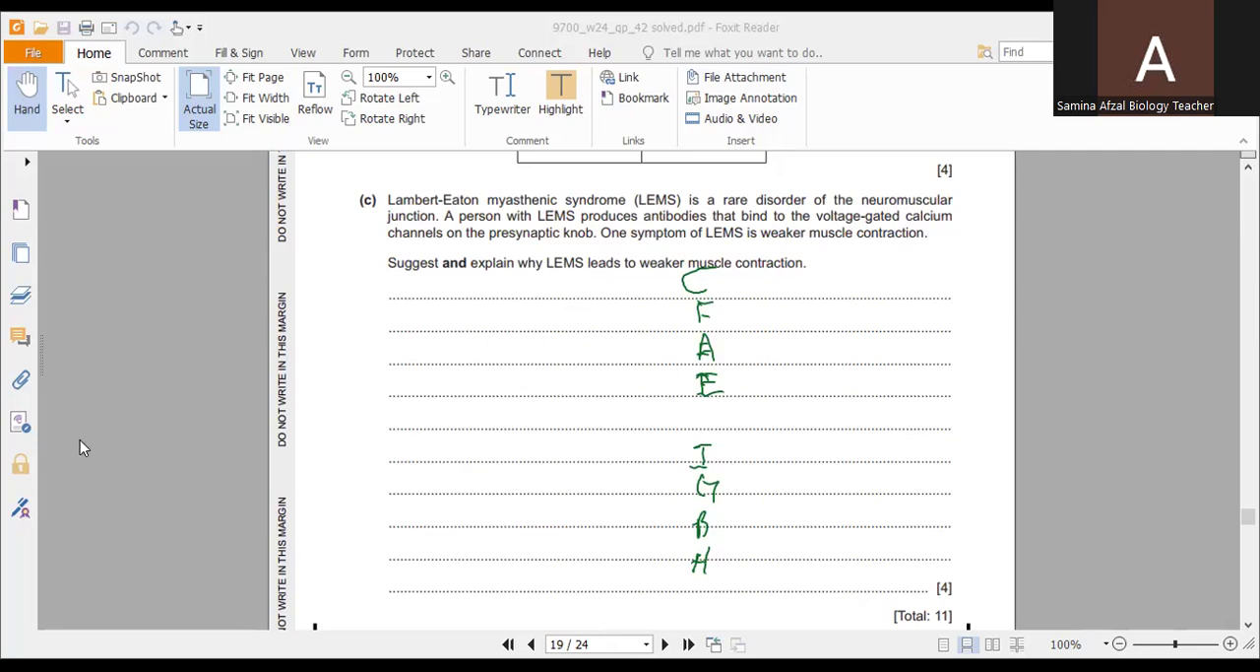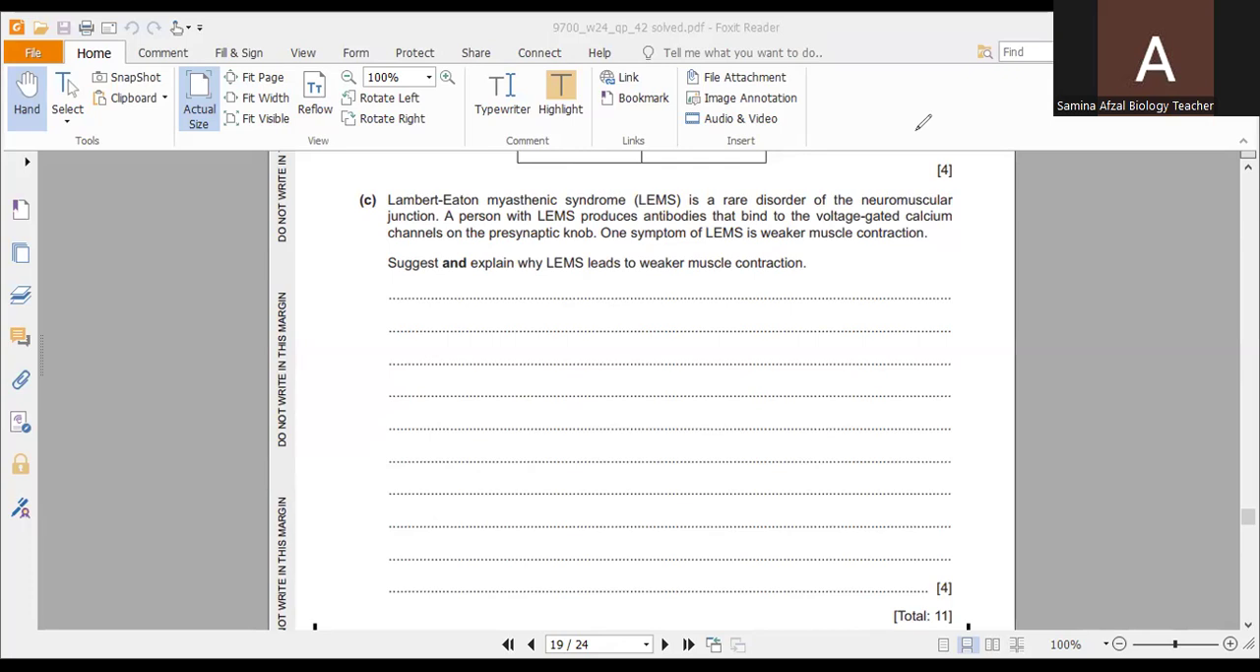Now, the last part of this question. Lambert-Eaton myasthenic syndrome is a rare disorder of the neuromuscular junction. A person with LEMS produces antibodies that bind to the voltage-gated calcium channels on the presynaptic node. One symptom of LEMS is weaker muscle contraction. Suggest and explain why LEMS leads to weaker muscle contraction.